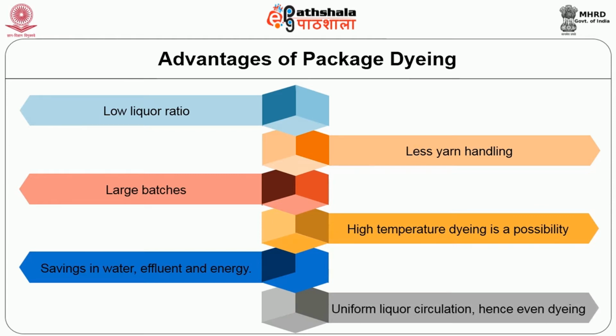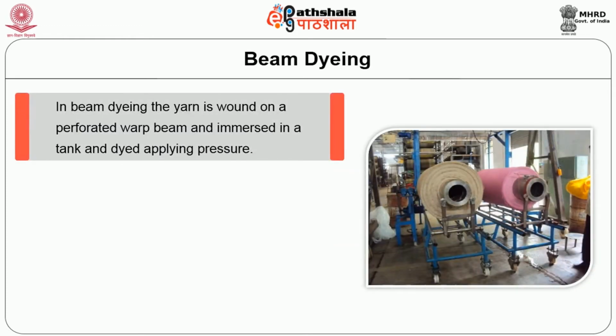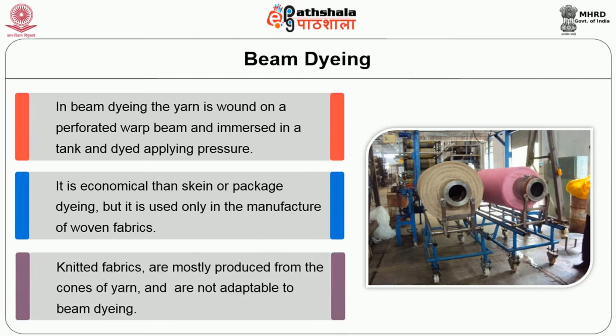Beam dyeing: in beam dyeing, the yarn is wound on a perforated warp beam, immersed in a tank and dyed by applying pressure. It is more economical than skein or package dyeing, but it is used only in the manufacture of woven fabrics, because knitted fabrics are mostly produced from cones of yarn and are not adaptable to beam dyeing.